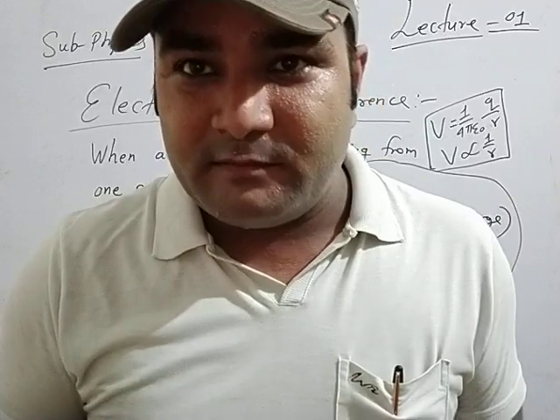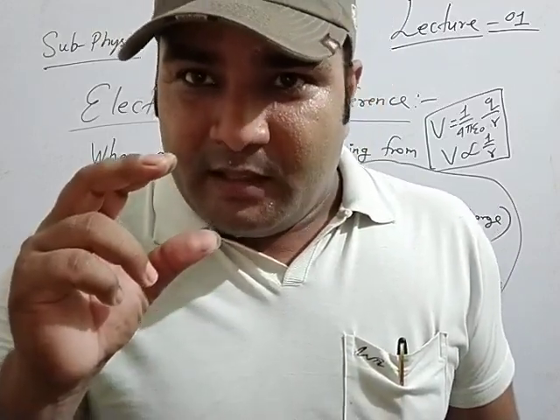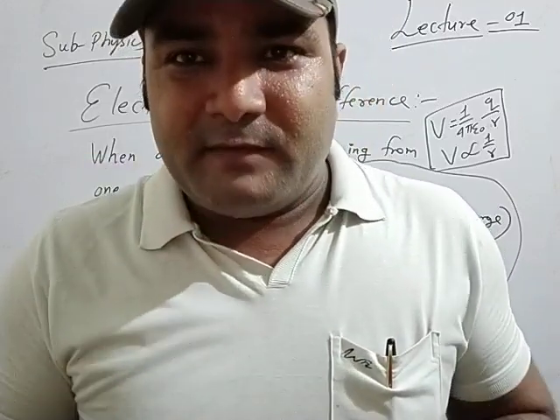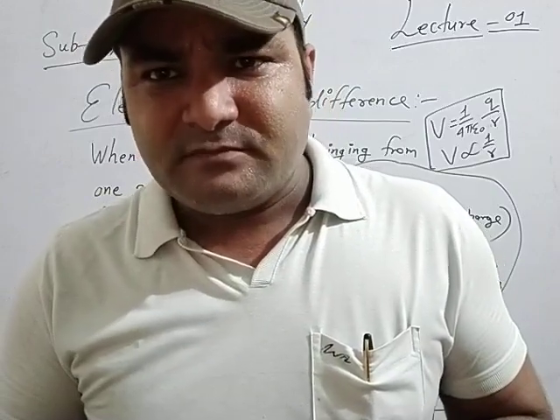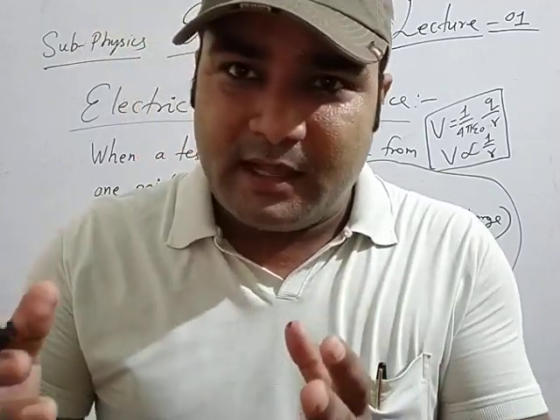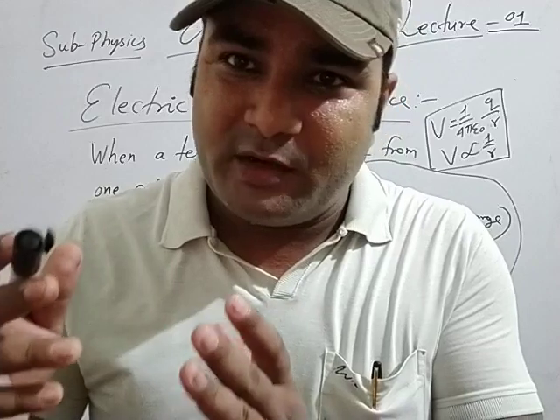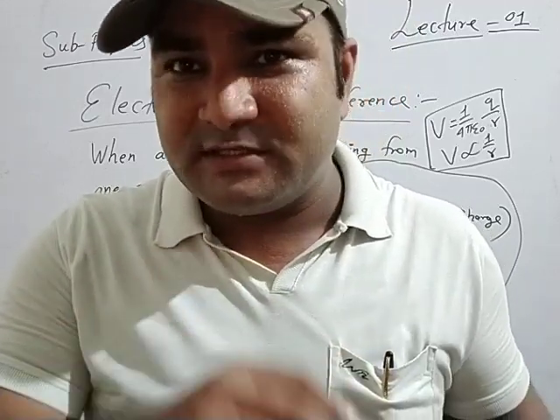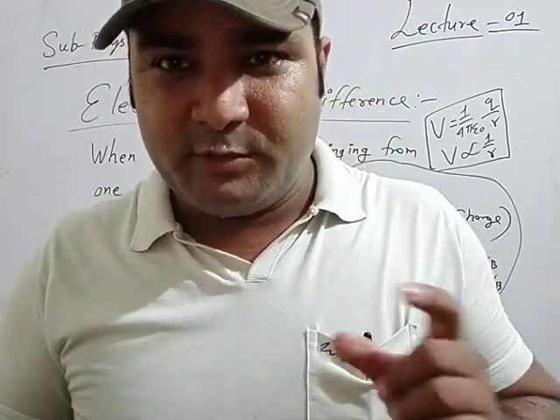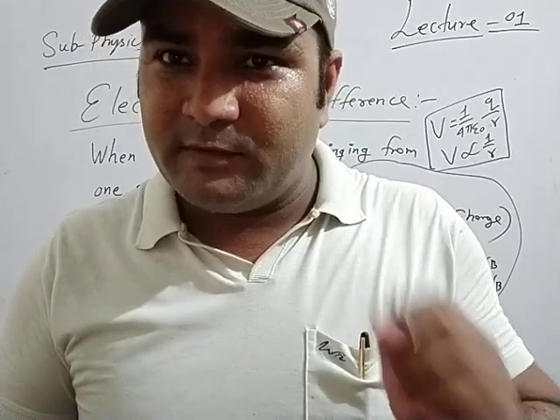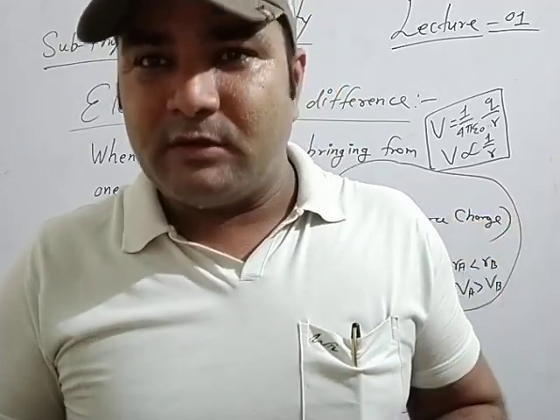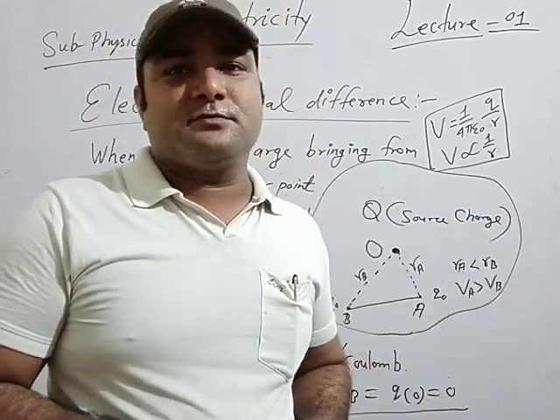What will be the value of work done when 5 coulomb of charge, or any value of charge, is carried or brought from point A to point B on an equipotential surface? In case of an equipotential surface, whenever you have to calculate the work done, the value of work done will always be 0. Clear?